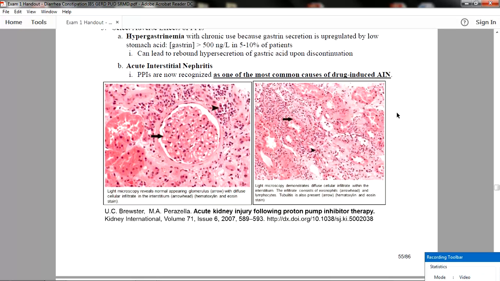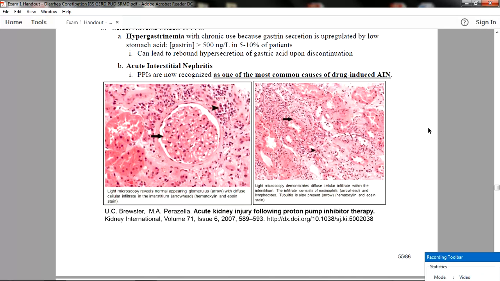One thing that is quickly becoming very relevant in the world is, so it's surprising, it took a long time to recognize this as a side effect or a problem. But proton pump inhibitors, there's a study that came out showing that they've been shown to be a cause of acute interstitial nephritis, and they're actually considered one of the most common causes of drug-induced acute interstitial nephritis.